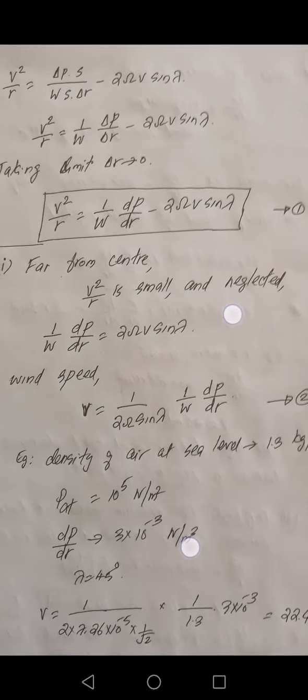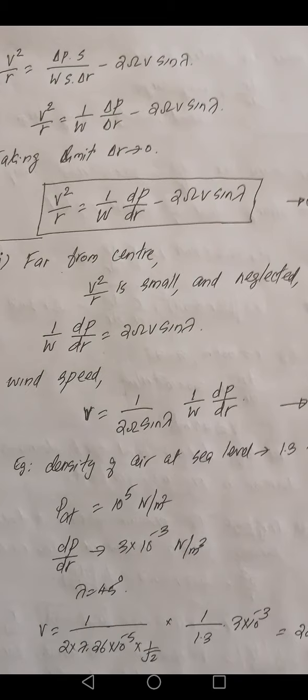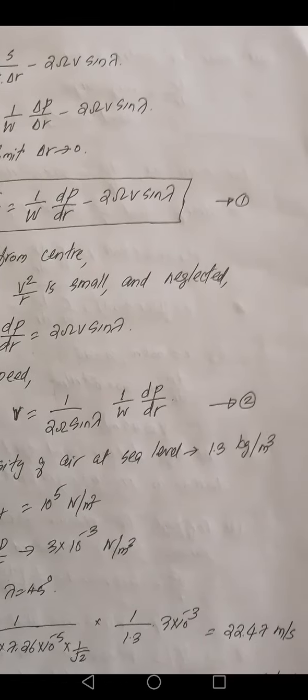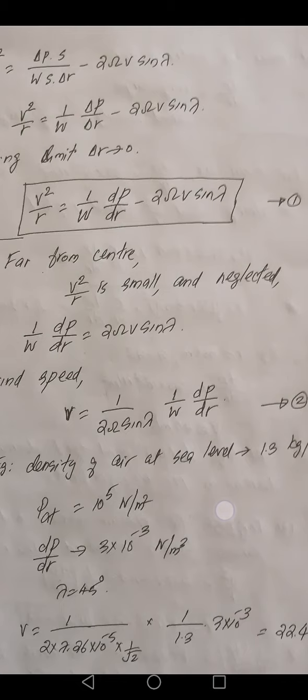Okay, in order to get an idea about the values, I am giving some numericals. Here the density of air at sea level is almost 1.3 kilogram per meter cube, and atmospheric pressure is 10 raised to 5 Newton per meter square. The normal pressure gradient we can get from a weather forecasting weather map. So dp by dr is 3 into 10 raised to minus 3, at a latitude of 45 degrees towards the north.